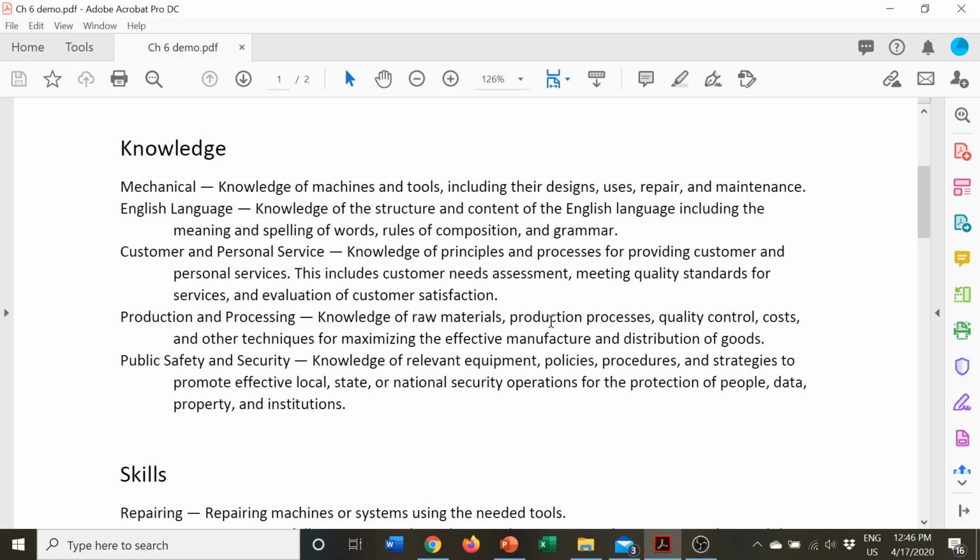Customer and personal service. Knowledge of principles and processes for providing customer and personal services. This includes customer needs assessment, meeting quality standards for services, and evaluation of customer satisfaction. Maybe we could generate a question where we describe a customer who comes in and tells us this about their vehicle. Insert whatever the customer has said. I don't know, it's making this weird wop, wop, wop sound when I get up to 45 miles an hour.